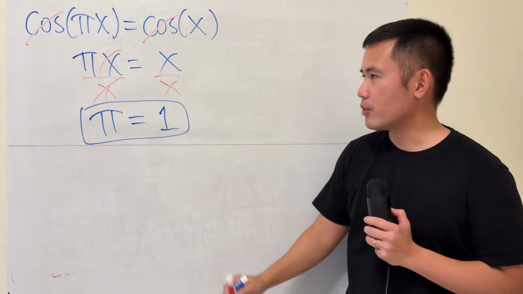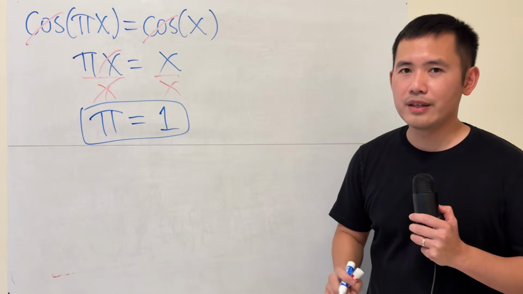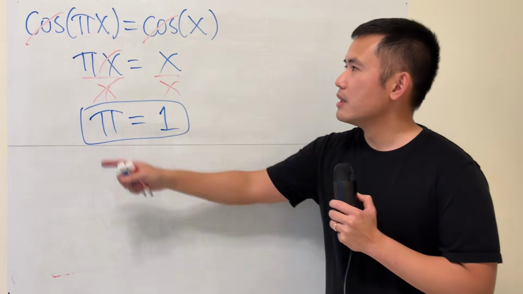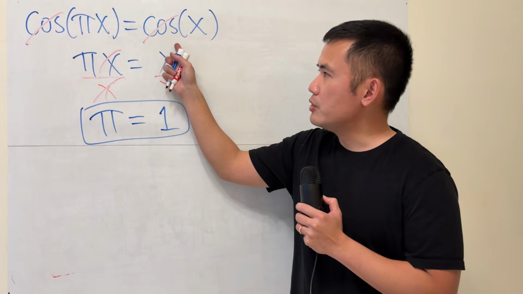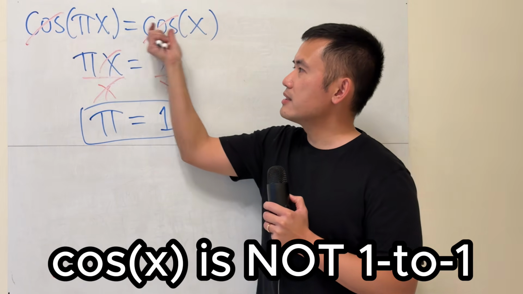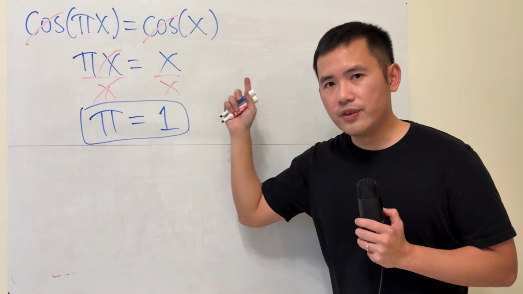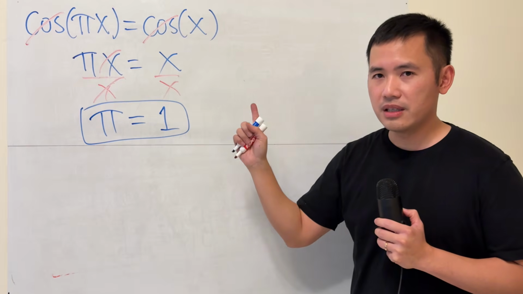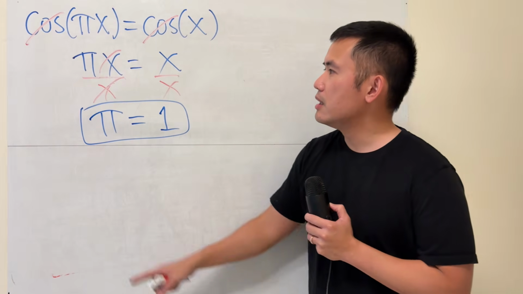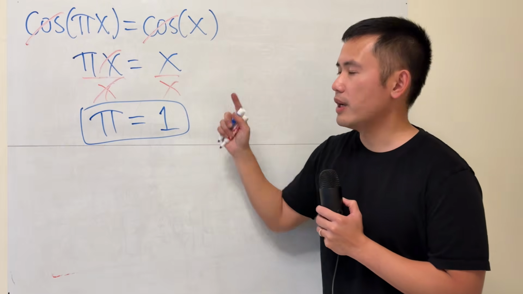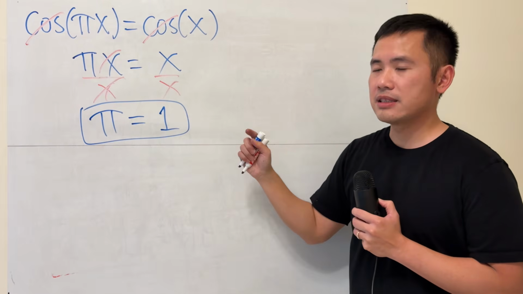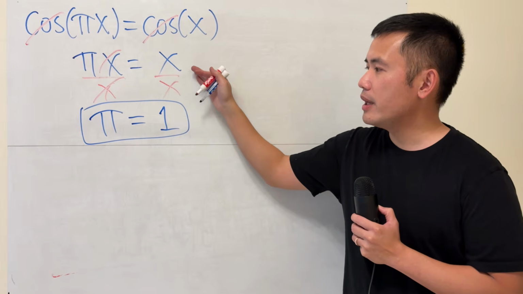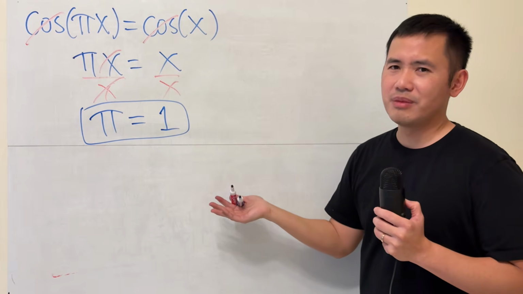How wrong. How horrible. This is definitely not the way to do it. There are two mistakes for this. The first one is, when the cosines are equal to each other, you cannot just put the insides equal to each other, because if you do this, you only get one solution. You don't get the whole thing. That's the first mistake. The second mistake here is that if you have pi times x is equal to x, you cannot divide both sides by x, because right here you are dividing by 0. That's how we end up with pi is equal to 1, which doesn't make sense.